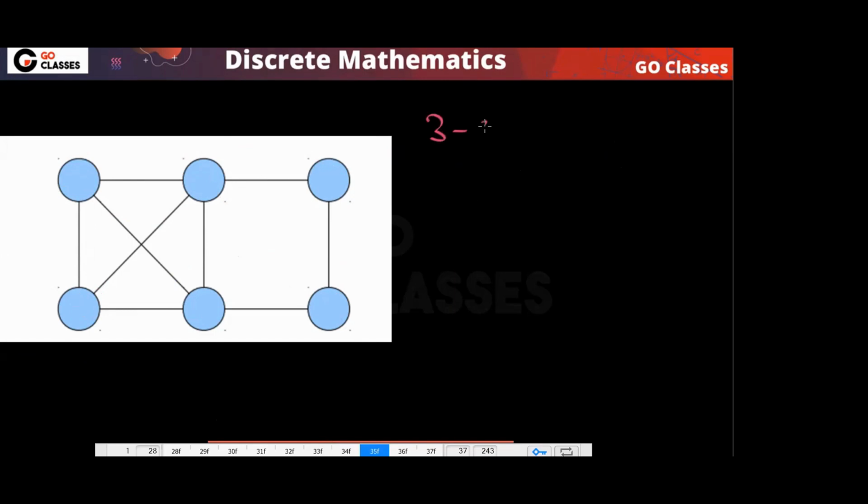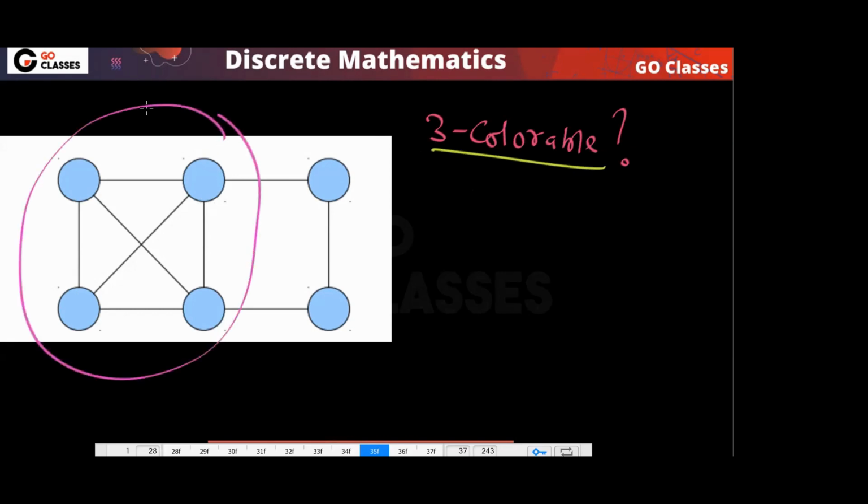Is this graph 3 colorable? Can you color it using at most 3 colors? You cannot do it. Just check it. Just look at this area. This is a K4. Every vertex is adjacent to another vertex. Can you color this graph using at most 3 colors? Just notice one thing.